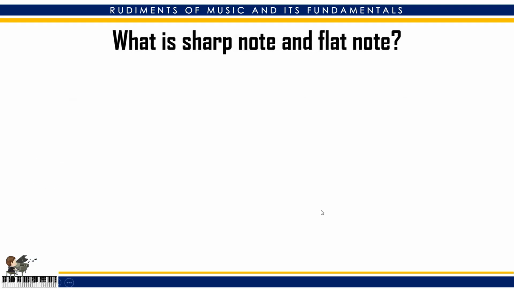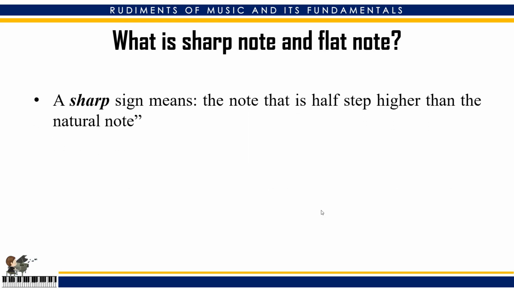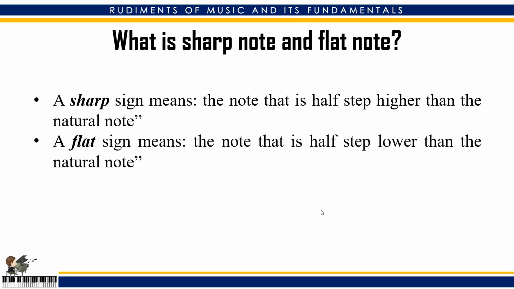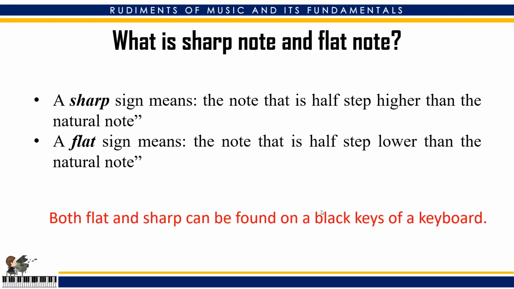What is a sharp note and a flat note? A sharp sign means the note is a half step higher than the natural note. A flat sign means the note is a half step lower than the natural note. Both flats and sharps can be found on the black keys of a keyboard.